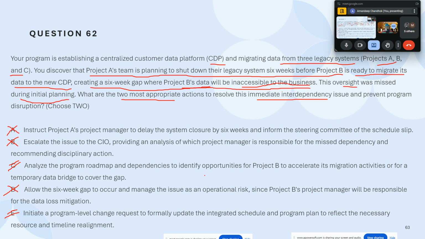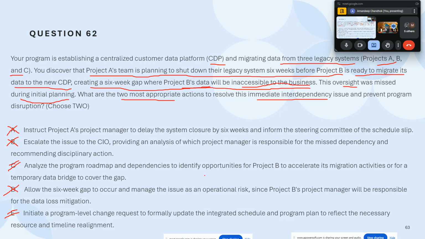Now, E. Initiate a program level change request to formally update the integrated schedule and program plan to reflect the necessary resource and timeline realignment. Yes, that will be one of the key activities, because we are going to finish early. Let's initiate a change request, because the change request itself has a lot of these elements baked in: what to do when we are going to be late, what to do when we are going to be early. So C and E are the most correct ones.